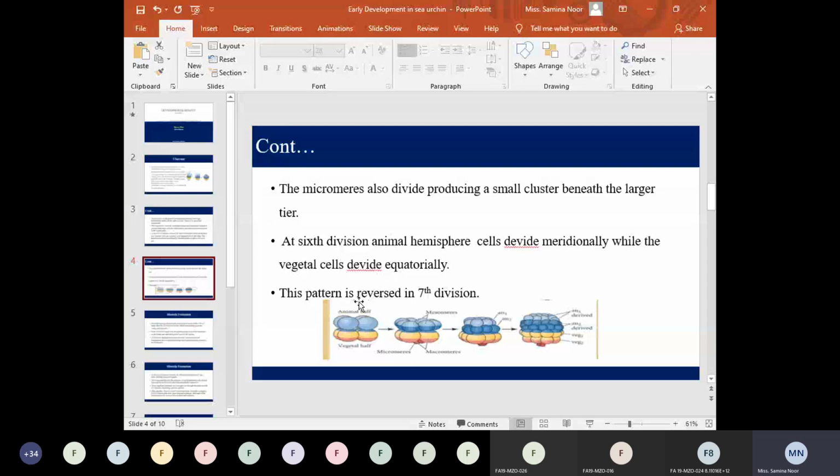So the pattern in case of the seventh cleavage division is reversed to the sixth cleavage division. So seventh जो cleavage division है उसमें क्या होगा कि animal hemisphere जो है, cells of the animal hemisphere divide equatorially, while the cells of the vegetal hemisphere divide meridionally. So ये एक दूसरे के reverse हैं दोनों, sixth और seventh cleavage division.